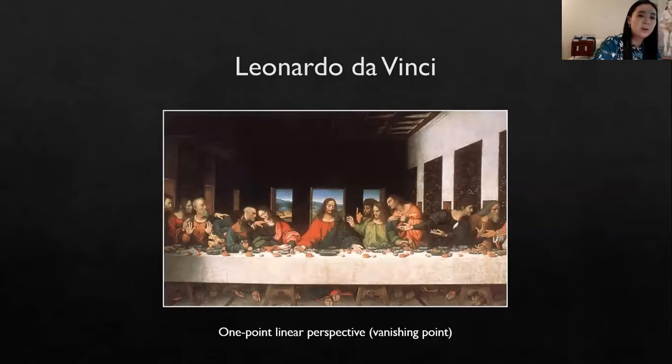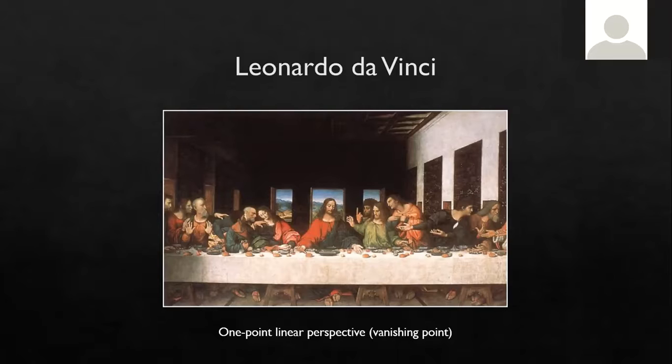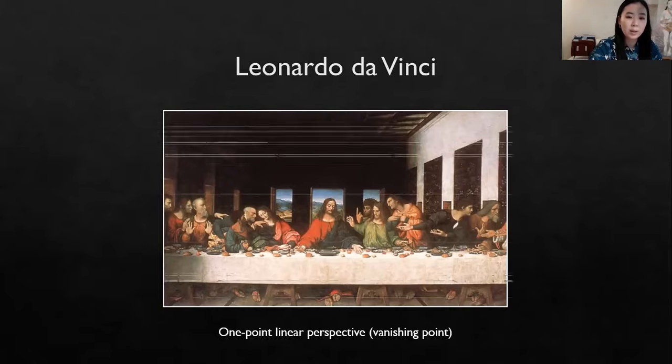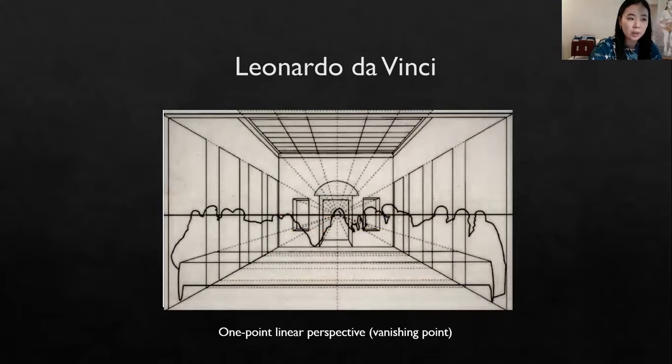So, do you remember this painting? What was it? The Last Supper. Yes, the Last Supper. So in this painting, he used 1-point linear perspective with the vanishing point in the center of the implied space. And this is a good perspective technique for compacting many objects in a limited space.